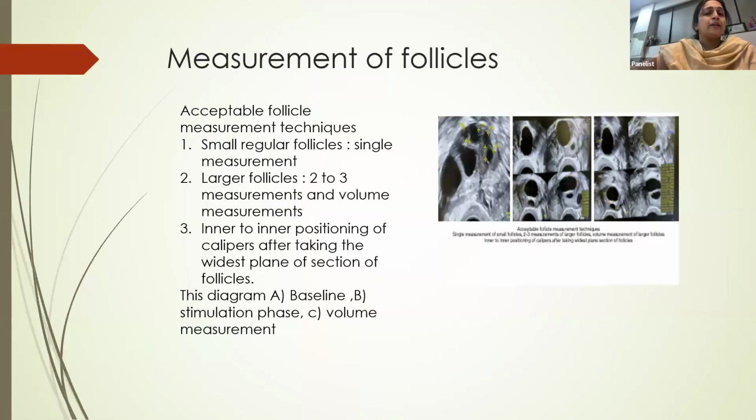Next. The measurement of follicles. The acceptable follicle measurement technique, such as when there are small regular follicles, we can have single measurement protocols. When there are larger follicles, 2 to 3 measurements and the volume measurements are to be taken. Inner to inner positioning of calipers after taking the widest plane of section of follicle. And this diagram, which is shown here, has the baseline, then the stimulation phase, and the volume measurements also.